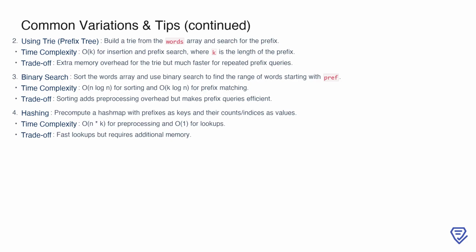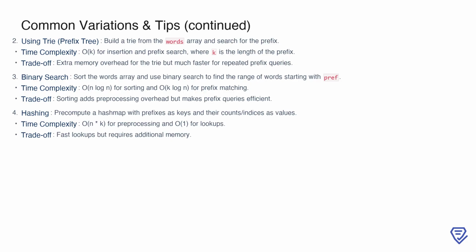Another option is binary search. By sorting the words array first, you can use binary search to quickly find the range of words that start with the prefix. This approach has a time complexity of O(n log n) for sorting and O(k log n) for the search itself. While sorting adds pre-processing overhead, it makes prefix queries much more efficient.